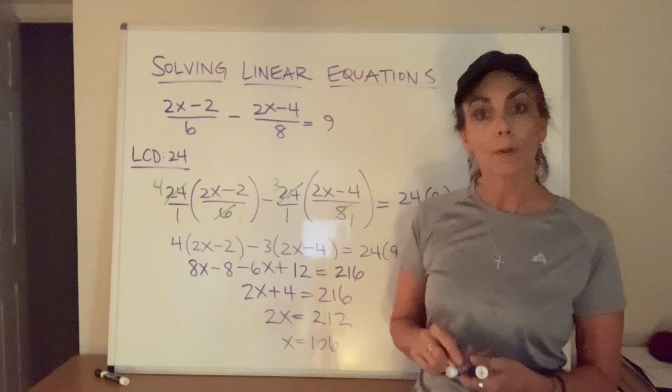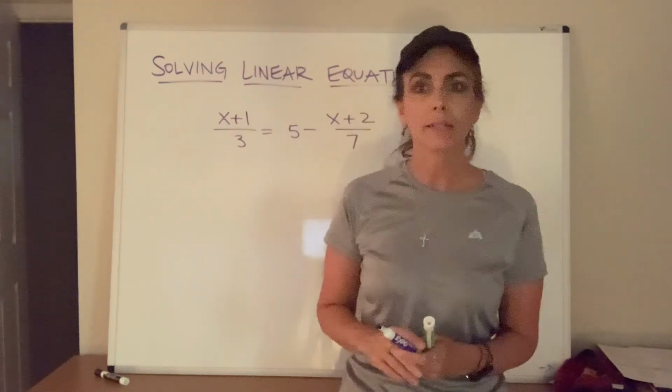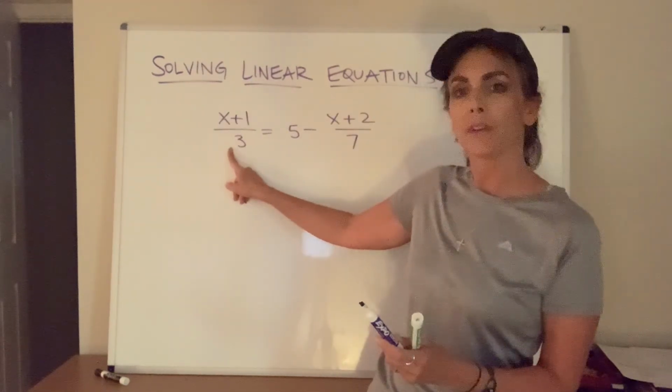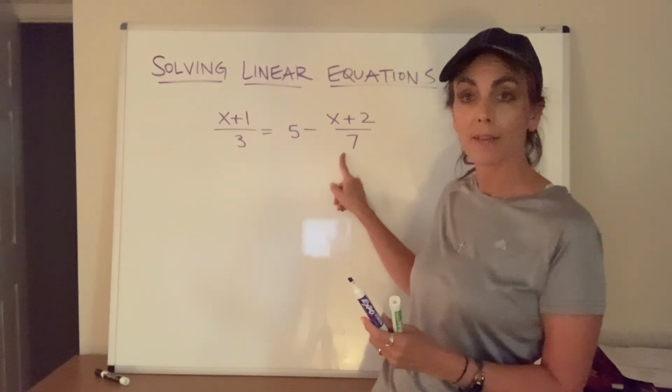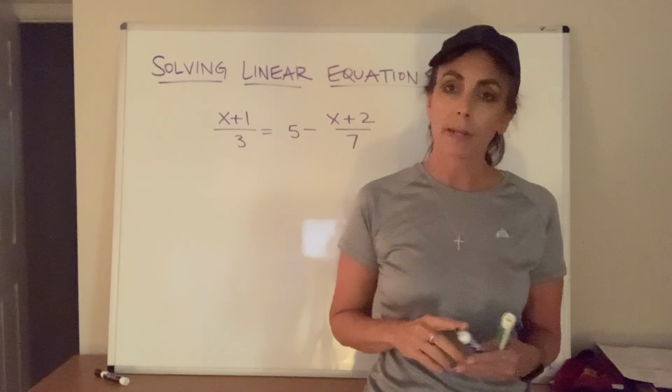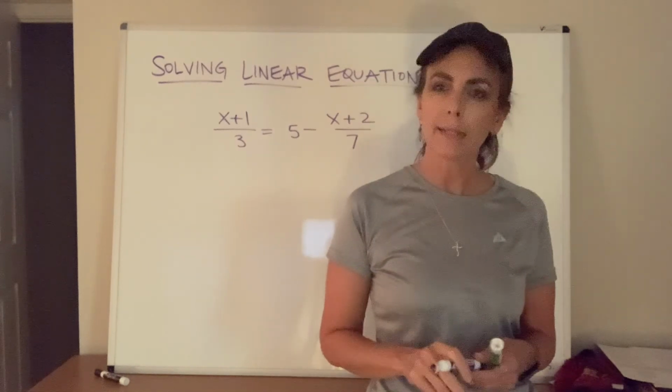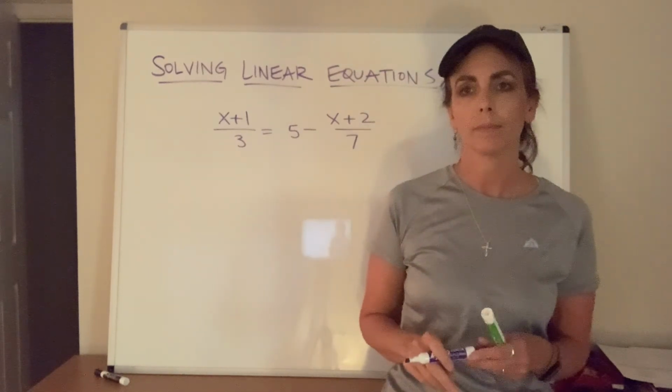Let's do another example like this. Okay, here's another example. x plus 1 divided by 3 is equal to 5 minus x plus 2 divided by 7. Take a look at those denominators and see if you can determine what the least common denominator would be.